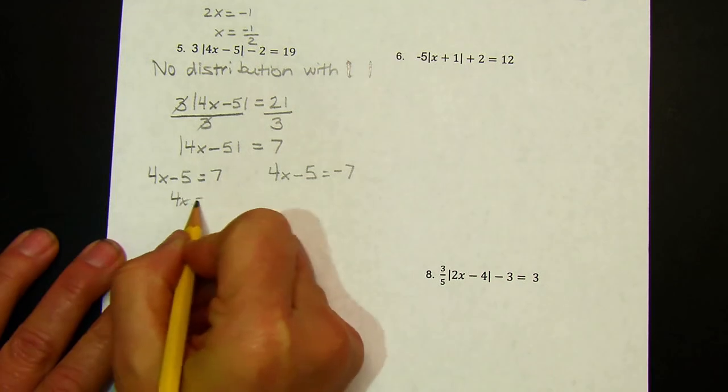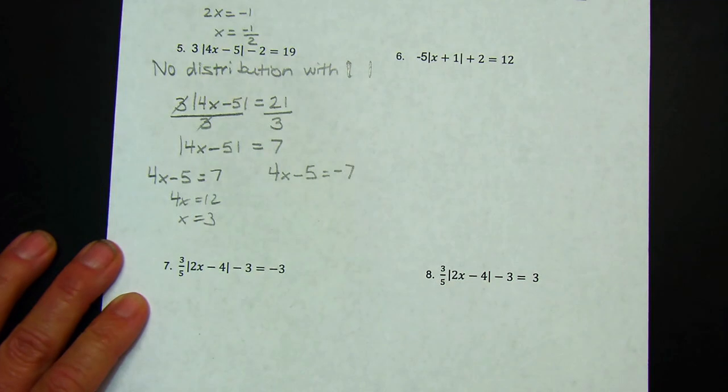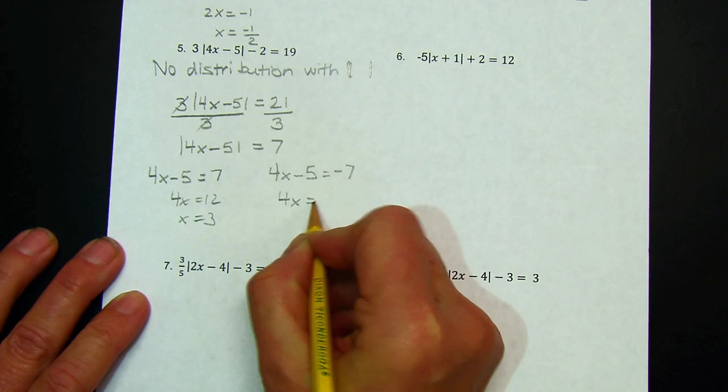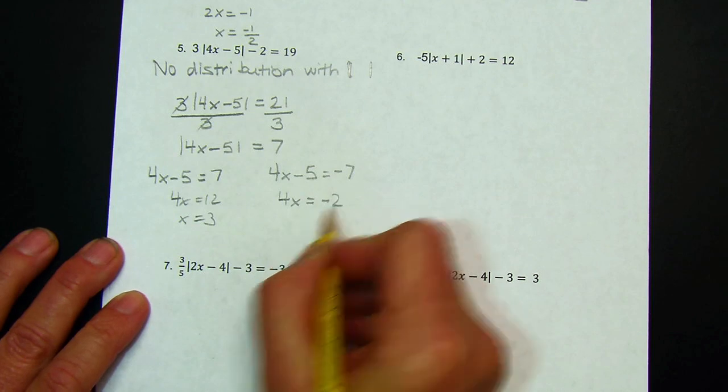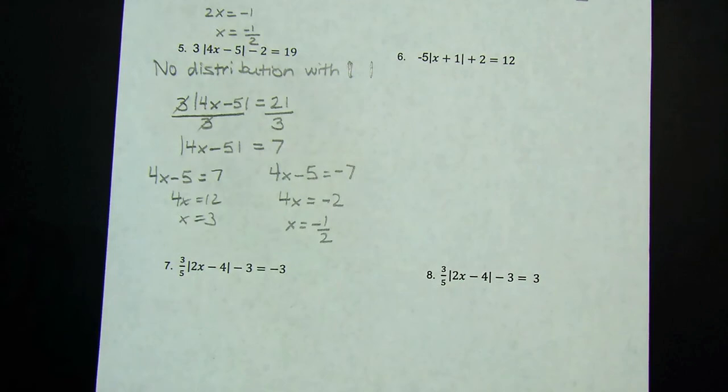4x equals 12, so x equals 3 is one of them. And then 4x equals negative 2, so x equals negative 1/2 is the other one. Okay. All right. Go ahead and do number 6.